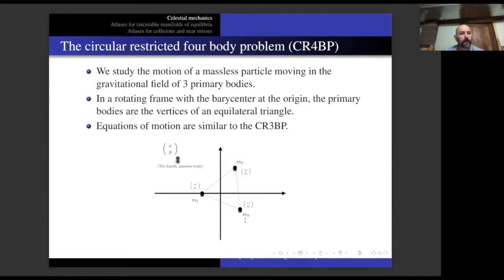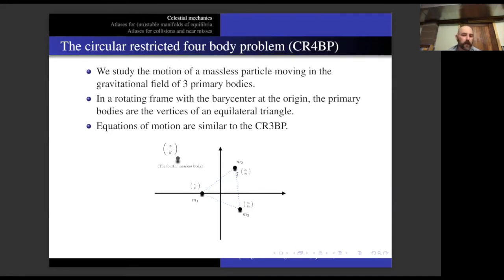And this is the schematic. I won't put the equations up for the 4-body problem, but I'll mention some results from the 4-body problem in this talk. It's a similar schematic: you would again have a vector field on R^4. X and Y would denote the position, P and Q would denote the velocity. And now you add an extra term to your potential for this last massive body. You would have three bodies now located on this equilateral triangle, with the barycenter again at the origin, and now it's a 2-parameter family.